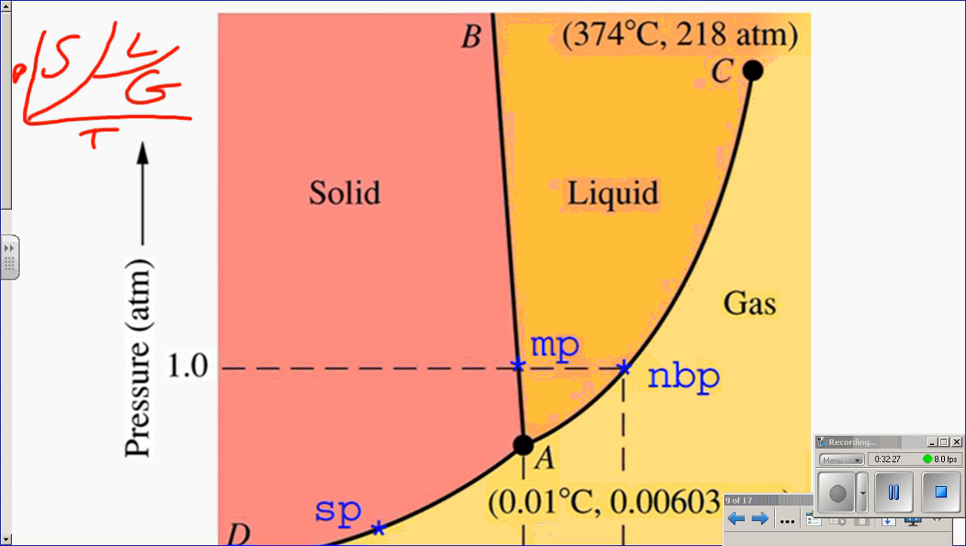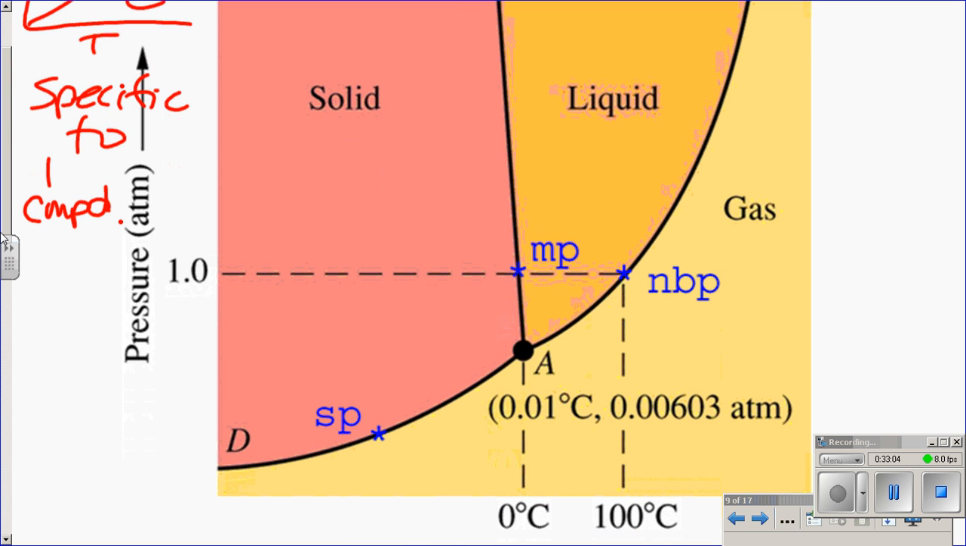So the phase diagrams are very, very specific to one compound. I have to make a new graph for every single compound: water versus carbon dioxide versus oxygen versus helium versus whatever. I have to make a different phase diagram. But they're very helpful because they will let you see at what temperature a phase change will occur at different pressures. So we live at what atmospheres of pressure? We live at 760 millimeters of mercury, which is one atmosphere. So we live at this little place right here, okay?